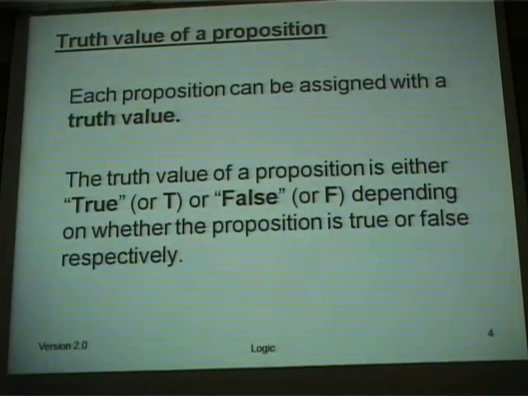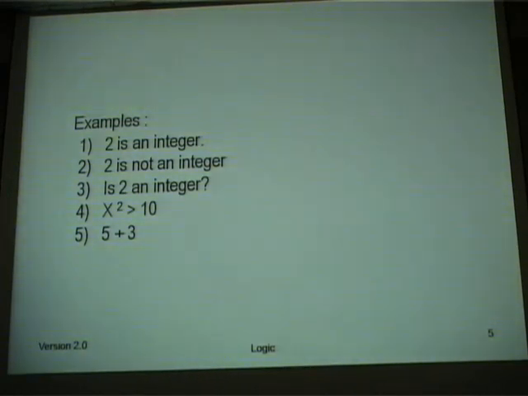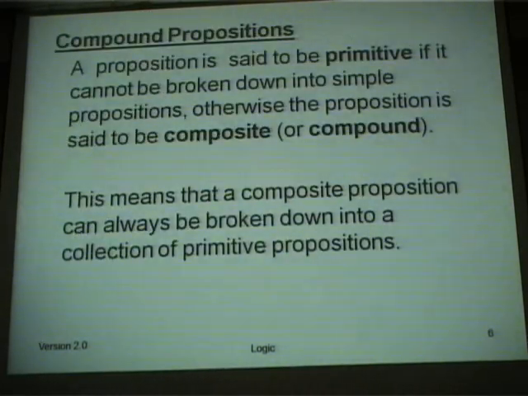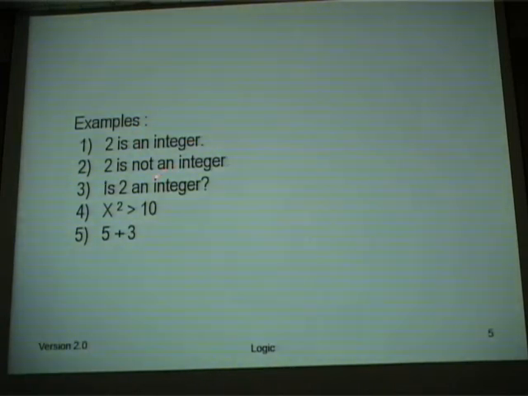Since each proposition must have a truth value, true or false, let me use symbols to represent these two values, T for true and F for false. So this is true, this is false. This is not a proposition, and we can't decide the truth value of these three. Only these two.